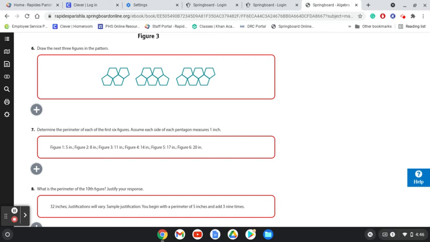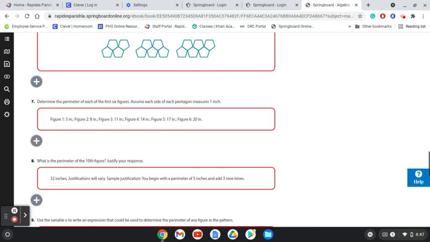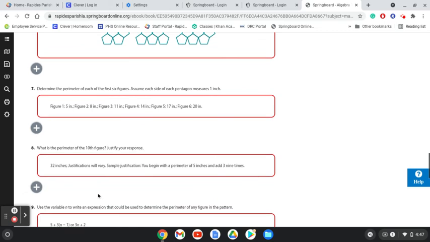What is the perimeter of the 10th? So this is just kind of what we've been doing, right? So 6 is 20, 7 would be 23, 8 would be 26, 9 would be 29, 10 would be 32. Okay, and so again, begin with your perimeter of 5 inches and add 3 nine times. Or you just elongate your sequence, okay?